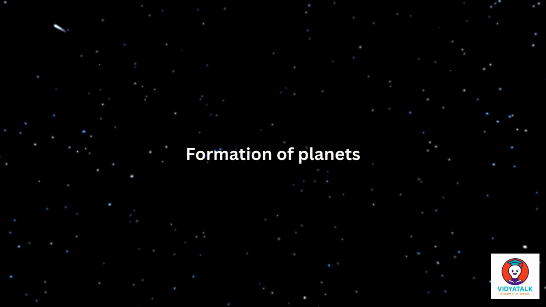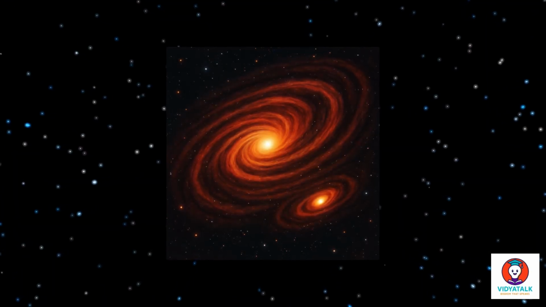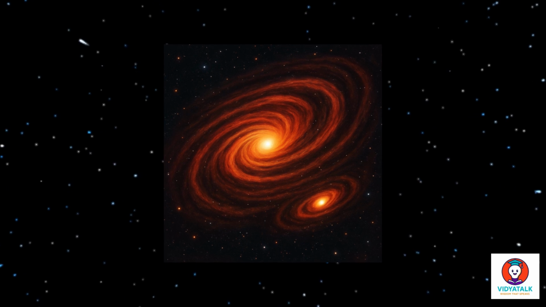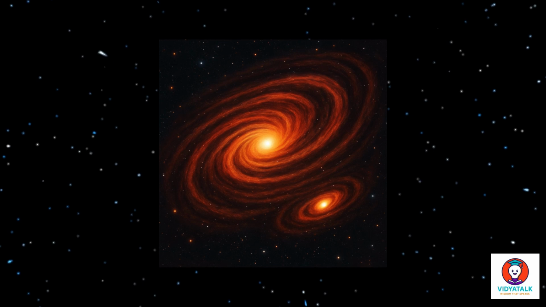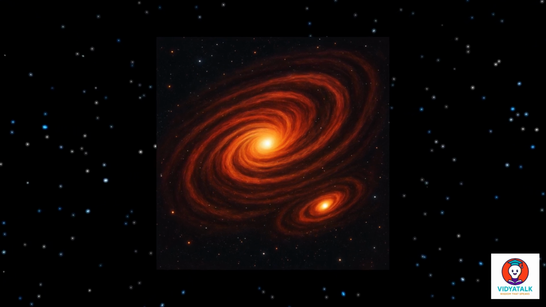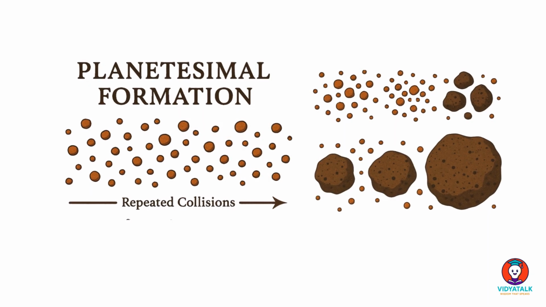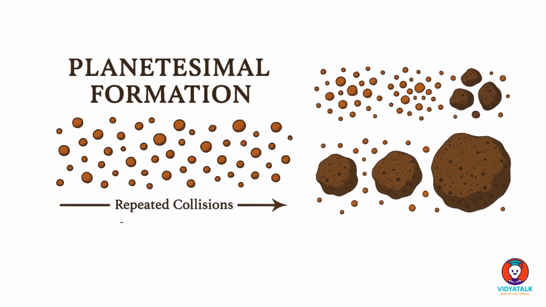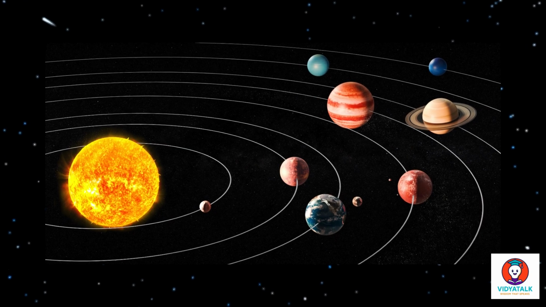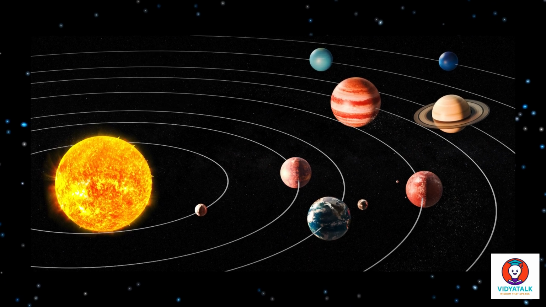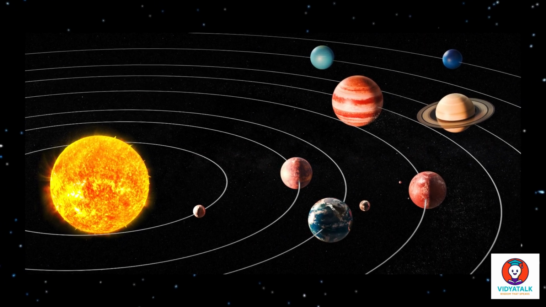Formation of planets. Around new stars, a swirling disk of gas and dust develops. The center becomes a dense core, the star, while the rest forms into small solid lumps. These lumps, through repeated collisions, turn into planetesimals. Gradually, a few larger bodies emerged. These became the planets of our solar system.